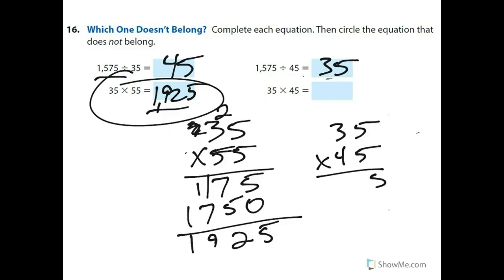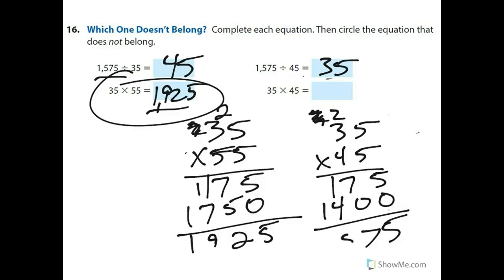Alright, so 35 times 45. 5 times 5 is 25. 5 times 3 is 15. Plus 2 is 17. Drop my 0. 4 times 5 is 20. Carry my 2. 4 times 3 is 12. Plus 2 is 14. 5, 7, 5, 1. 1,575. See, these go with each other. Alright, but this one over here, nah, sorry bro, you don't belong.